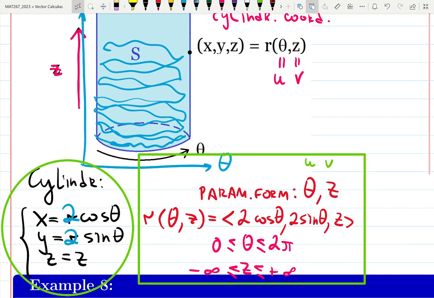Yes? So you always write the parameterized form as x, y, z? Yes, like this. So we used to have r of t. Now I have r of u comma v. So that's exactly what we're doing now. We're writing it this way, in order of the alphabet usually.